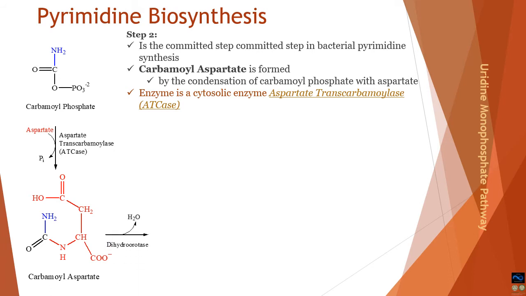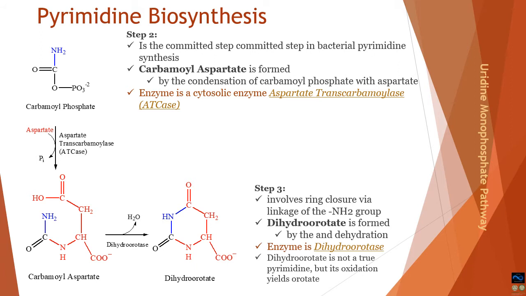Then there is the second step of the pathway, which involves the conversion of carbamyl aspartate to dihydroorotate. You can see there is a cyclization in this step, and the cyclic product which is formed is called dihydroorotate. Dihydroorotate is not a true pyrimidine in a sense, but if it is oxidized, it will lead to a pyrimidine which is called orotate, which is another step. So here the closure is because of the linkage of the NH2 group with the carboxyl group of the aspartate, which was just added a step ahead.